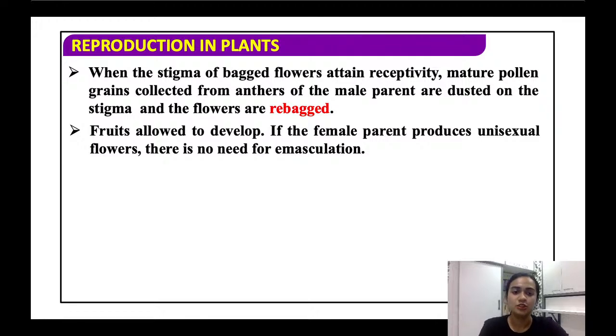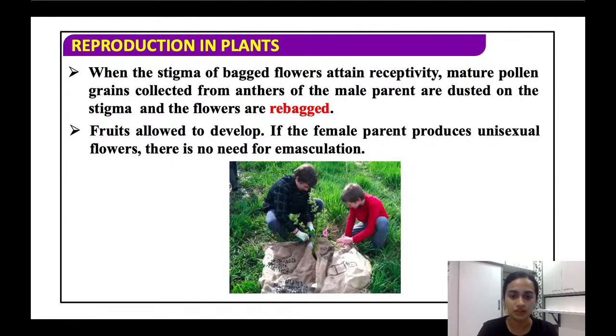So what happens is that the fruit is allowed to develop. And if the female parent produces unisexual flowers, then there is no need for emasculation. Unisexual means only the female is present, so there is no need for removal of the anther. So this shows the rebagging. Okay.